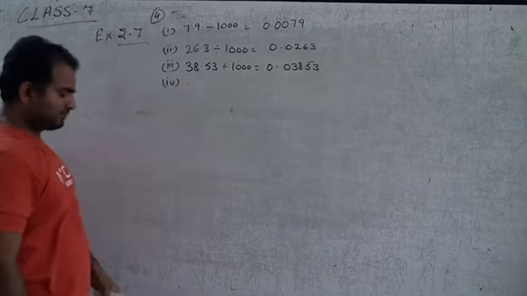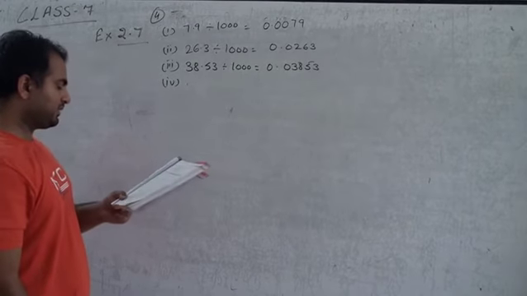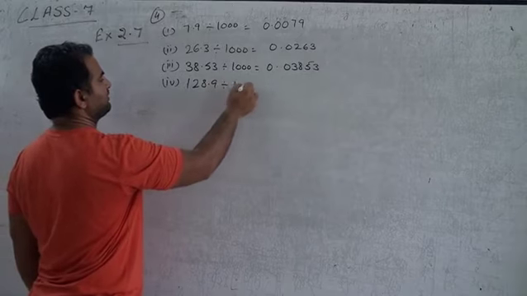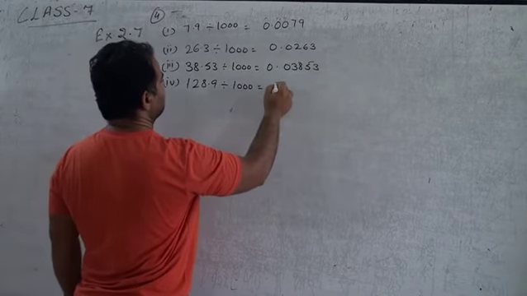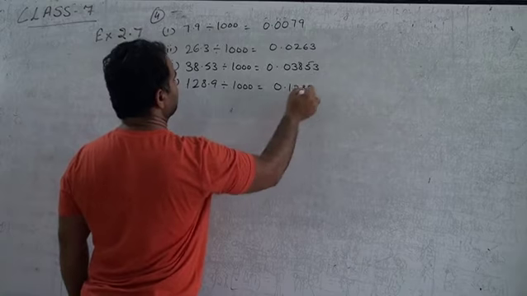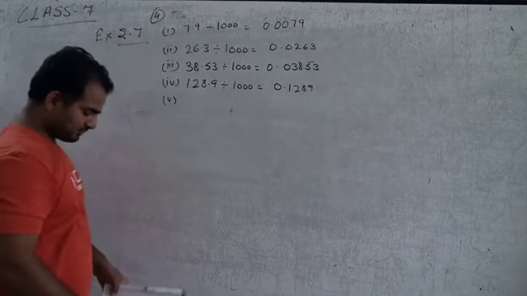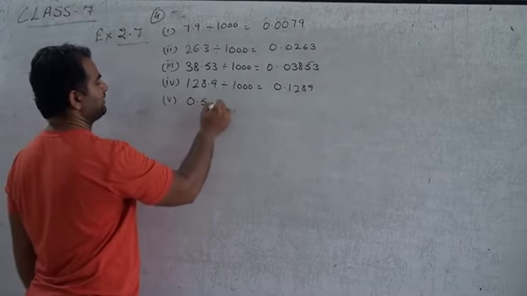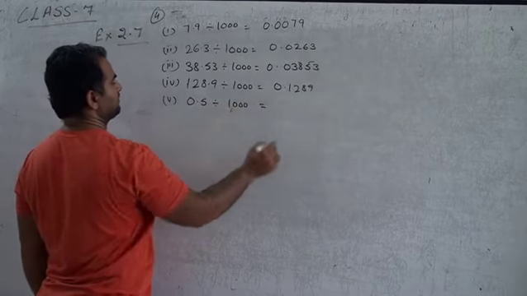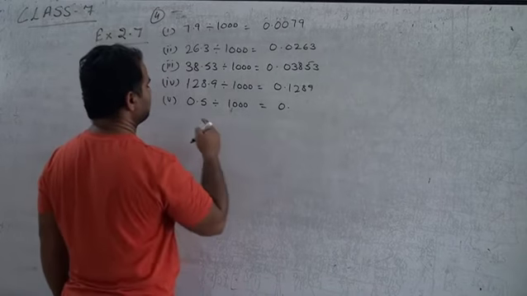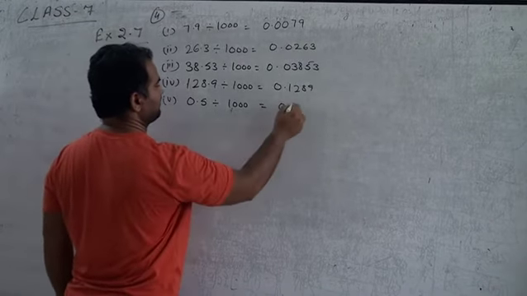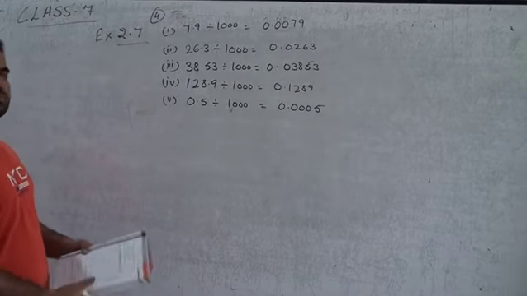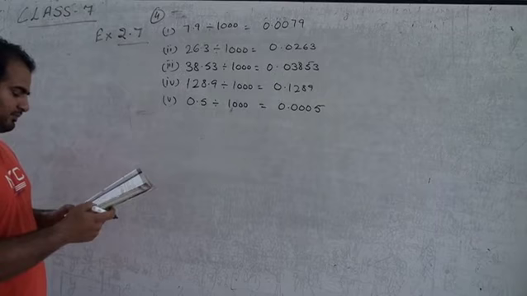Question number 4 is 128.9 divided by 1000. It will be 0.1289. And the fifth question is 0.5 divided by 1000. So it will be 0.0005. This is the final answer. Okay. Next we move to question number 5.